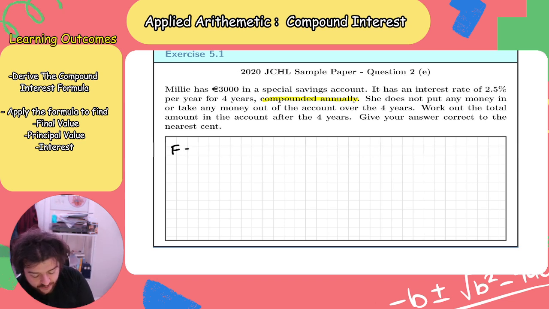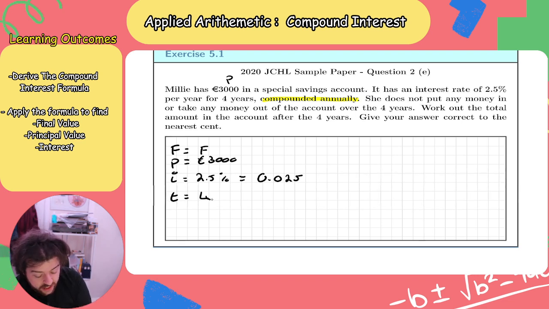So F equals, well, I'm trying to find out how much she has at the end of the 4 years, so it's going to be F. Principal amount or starting amount: her starting amount is the €3,000. Her interest rate is 2.5%, which is equal to 0.025. Remember, we need to write a decimal. And then T is equal to time, which is 4 years. So we just need to sub it into our formula. F is equal to P times 1 plus I to the power of T.